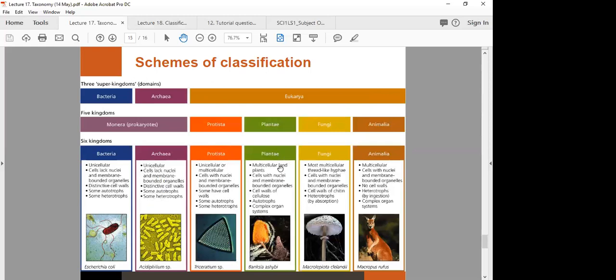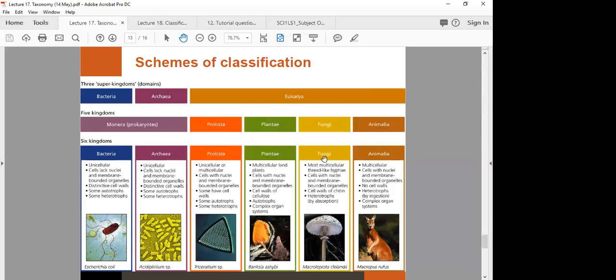Kingdom Plantae, this includes the multicellular land plants. Their cells, of course, have nuclei and membrane-bound organelles. Cell walls contain cellulose. They are all autotrophs. So when you think about plants, think about photosynthesis, and the function of photosynthesis is to produce those energy molecules, those fuel molecules, in other words, carbohydrates. So plants don't have to ingest or absorb carbohydrates, they just make their own, and hence they're all autotrophs. Plants also contain complex organ systems.